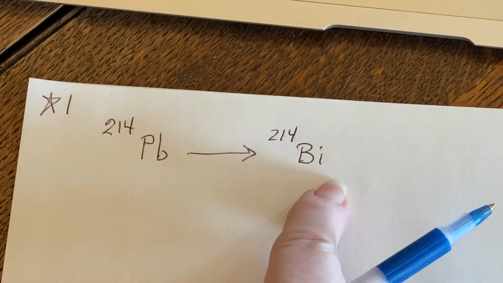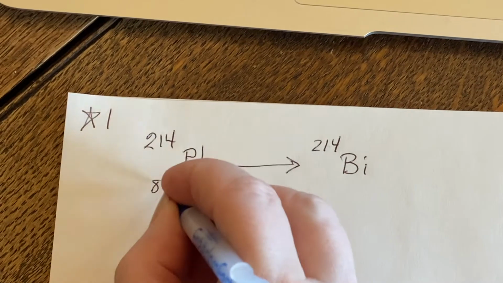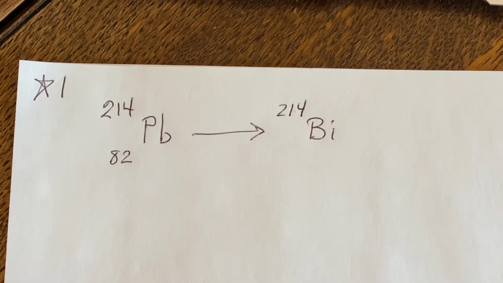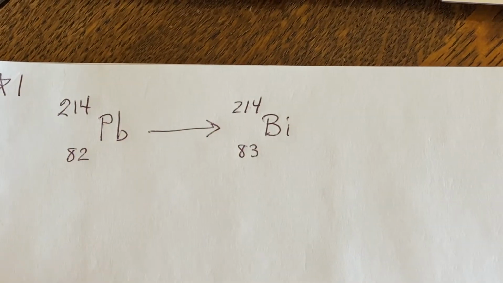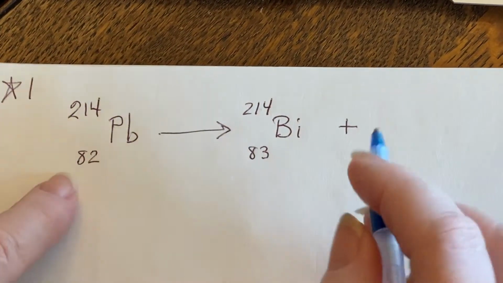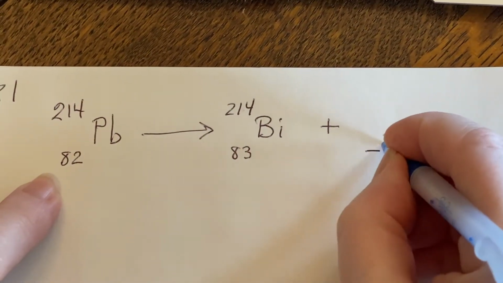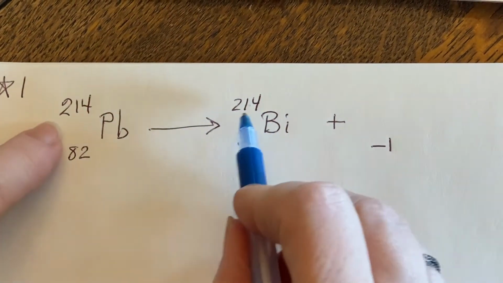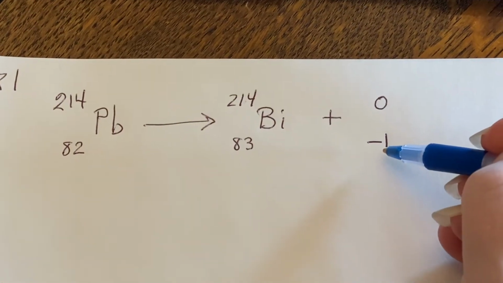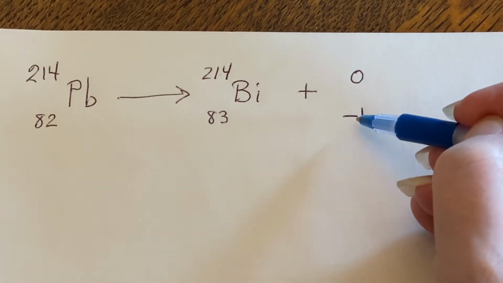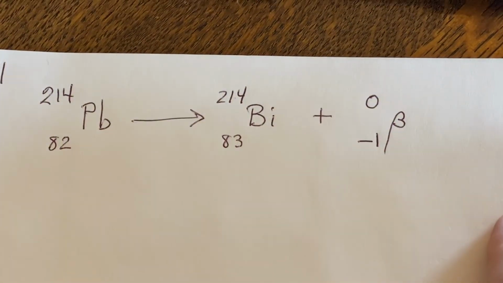I have to go look up these numbers on my periodic table because they're high enough. I don't have them memorized. I look this up and I find out this is lead that is atomic number 82, and bismuth is atomic number 83. So then when I look at this, I'm like, okay, 82 equals 83. Well, this has got to be a -1 then. And 214 equals 214 and 0. And then I will look at this and say, oh, no mass and a negative charge. Well, that's a beta particle or an electron. So that's the first one.